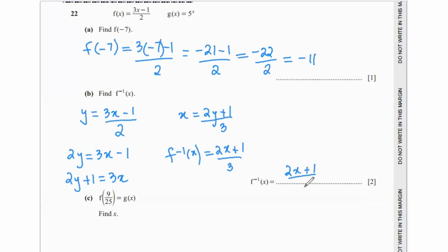If you notice, in the original function, 3 was multiplying, now it's dividing. 1 was being subtracted, now it's being added. 2 was being divided, now it's being multiplied. So as the word inverse says, we're doing the opposite thing. So whatever's happening originally, in the inverse it does the exact opposite.